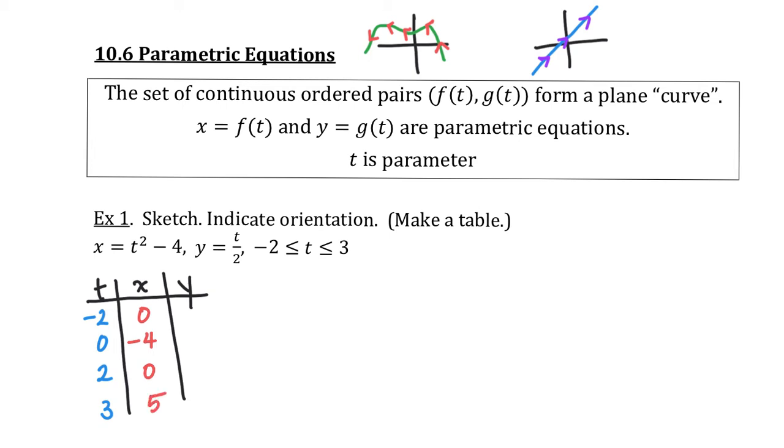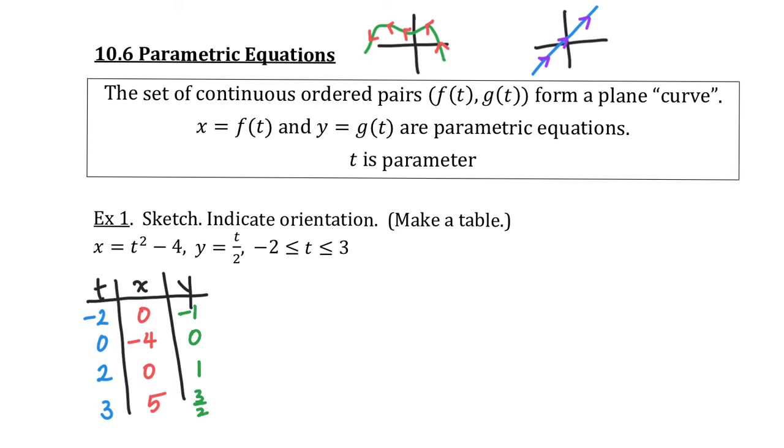Okay, now I'm going to plug the t into the y function. So y equals t divided by 2. So -2 divided by 2 is -1. 0 divided by 2 is 0. 2 divided by 2 is 1. 3 divided by 2 is 3/2 or 1.5 or something like that. Okay, now I'm going to go ahead and graph this.